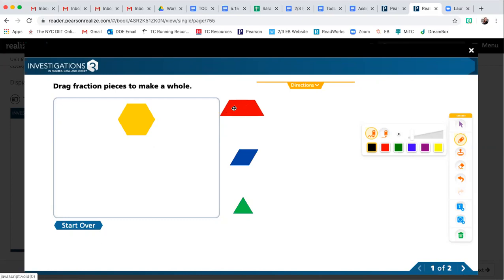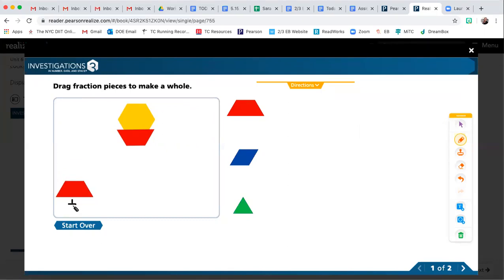So we'll just move some of these over just to see if you were right. When we're working with the red shapes, it looks like it takes two of these shapes in order to make a whole, right? So if there's two of them, one of these, let's say this one right here, would be the same thing as saying 1/2, right? Excellent.